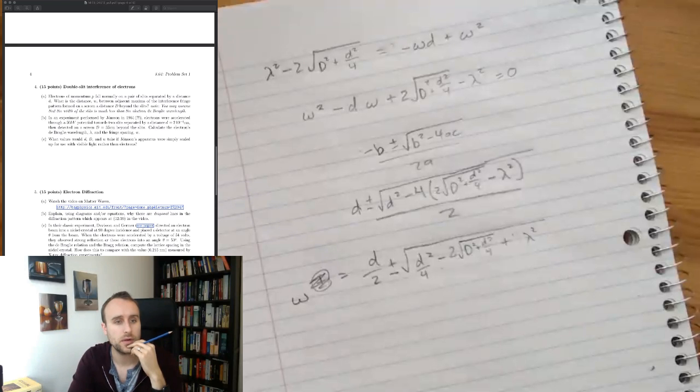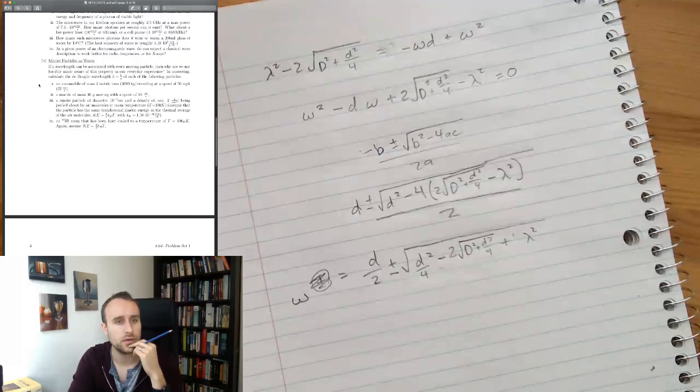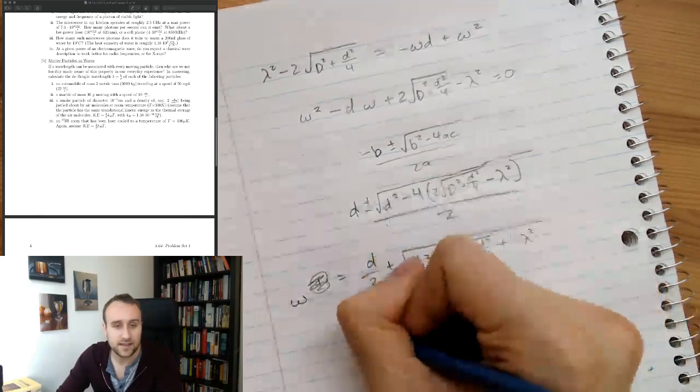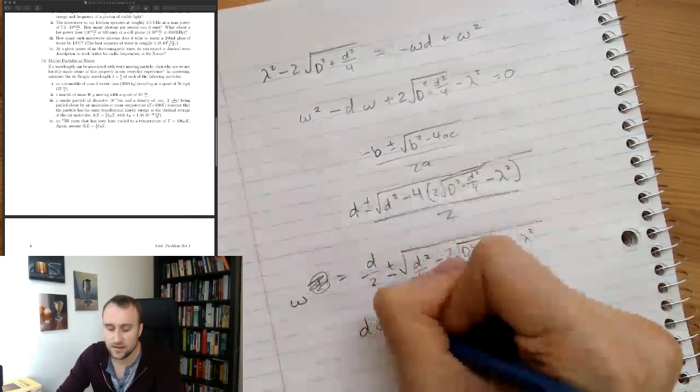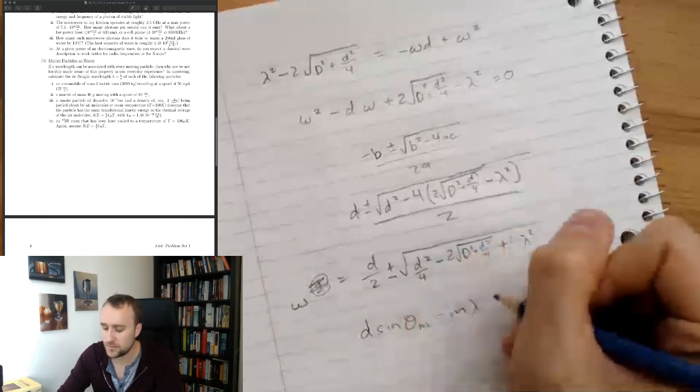Where's 4? Is there a question here? Oh, yeah. Conditions for constructive. Oh my God. All right. So it was, what was it? It was d sine theta m equals m lambda.